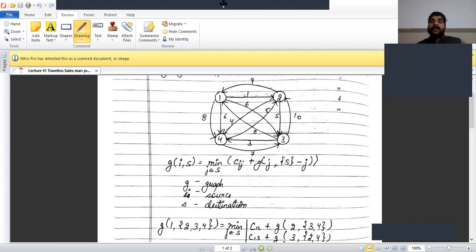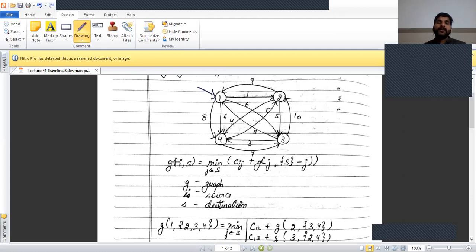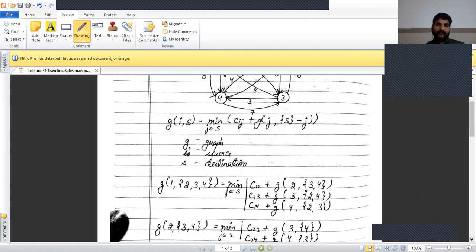Now, suppose the source node equal to 1 is given in the problem. So from source node 1 we travel to 2, 3, 4. So with j equal to 1, 2, 3, 4, we have the options to travel 1 to 2, 1 to 3, 1 to 4. Three possible combinations exist.